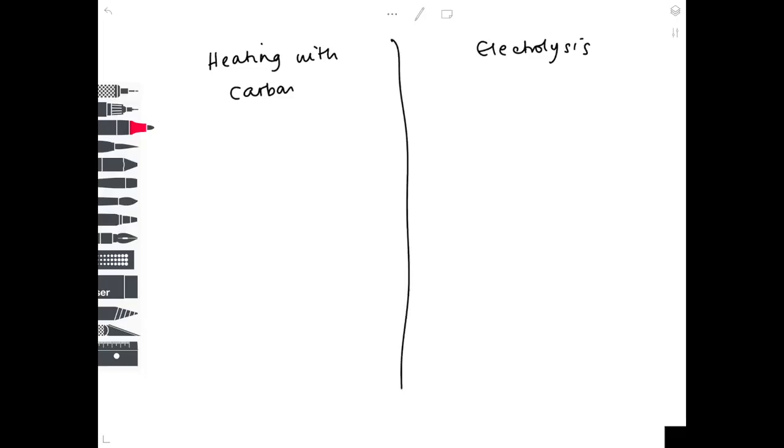Now, we know that metals are incredibly useful. They're used as all sorts of building materials in everyday life, such as aluminium drinks cans, but we need to know how we can extract them. And there are two main methods, which is either heating with carbon or electrolysis. And the method you use very much depends on the reactivity of the metal, because you can only use the heating with carbon method if your metal is less reactive than carbon.